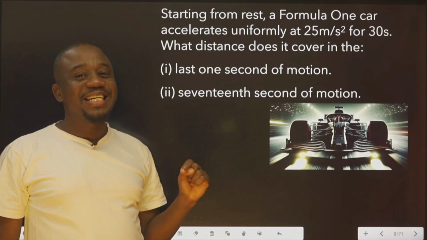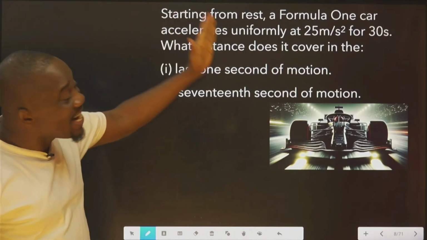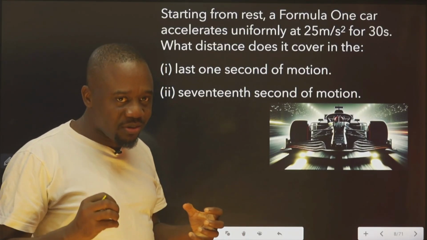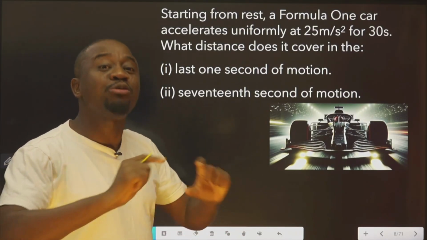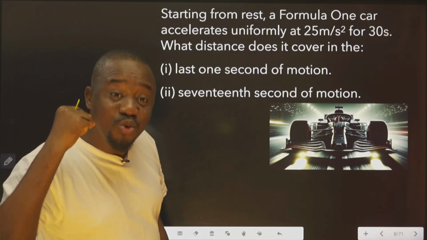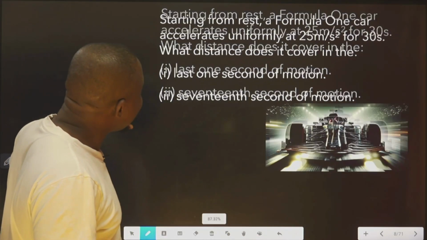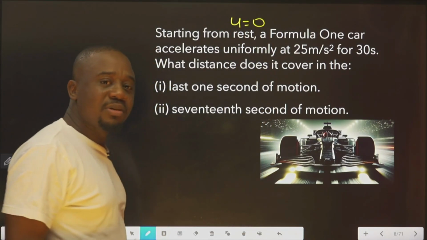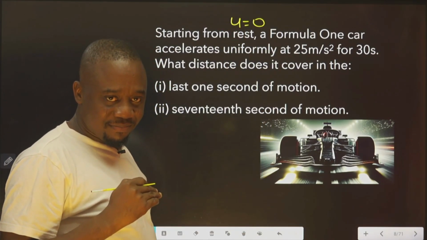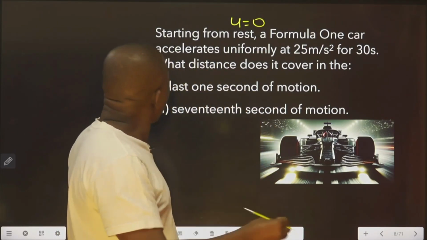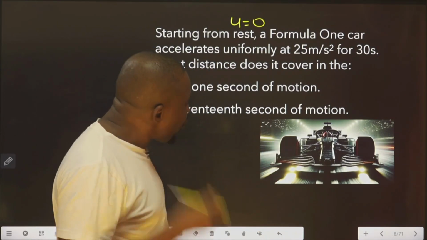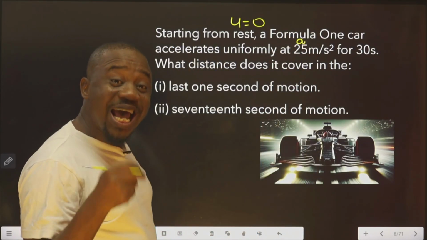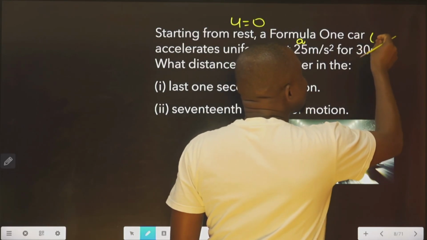Let's look at this. It says, starting from rest. When you are dealing with a physics question on motion, when you see the words "from rest," they are already giving you a tip that we are looking at u equal to 0, the initial velocity. A Formula 1 car accelerates uniformly at 25, that is a, for 30 seconds, that is t.